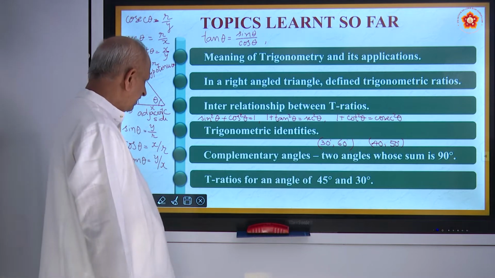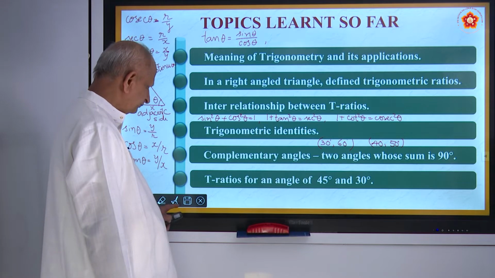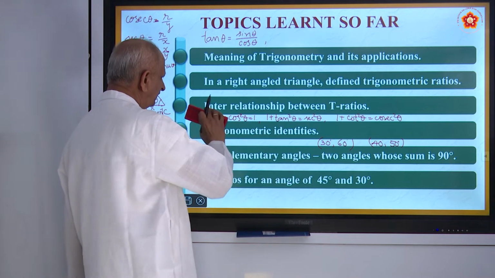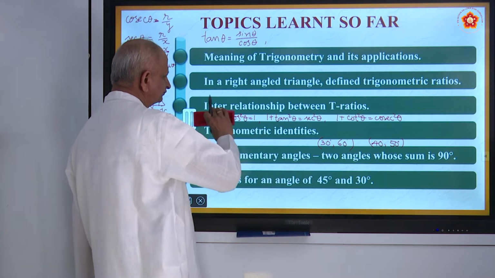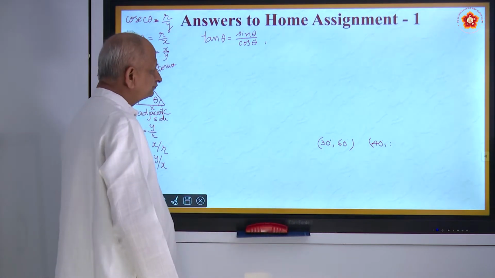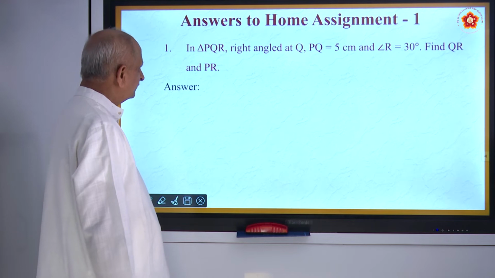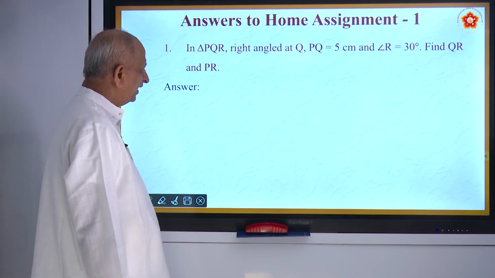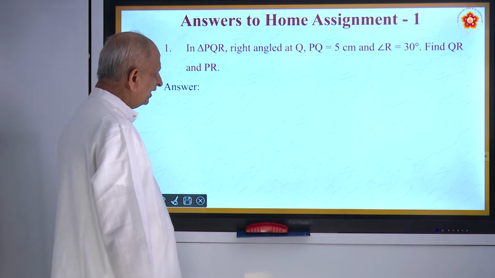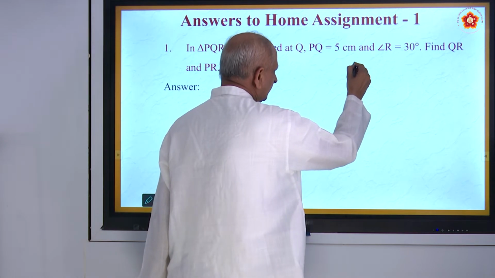Okay. Now, we shall see some home assignments. Okay, so for home assignments, first question, in a triangle PQR, right angle at Q, PQ is 5 centimeters, angle R is 30 degrees. So, there is a right angle triangle.